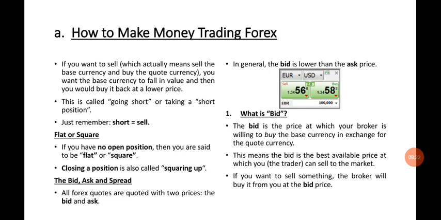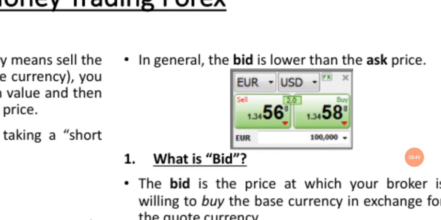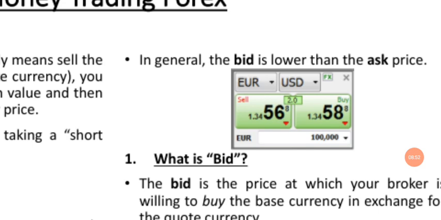The bid, ask and spread. All forex quotes are quoted with two prices, the bid and ask. In general, the bid is lower than the ask price. Here you can see your bid and ask price. This is just a simplified chart of Euro US dollar, and your bid price, which is always lower than your ask price, is the sell price, while your ask price is the price you buy the pair. Now you can see there's a 2.0 in between the two units there. That's what we call spread.